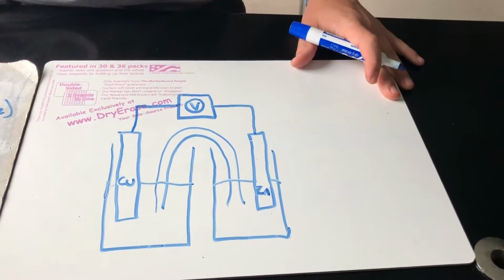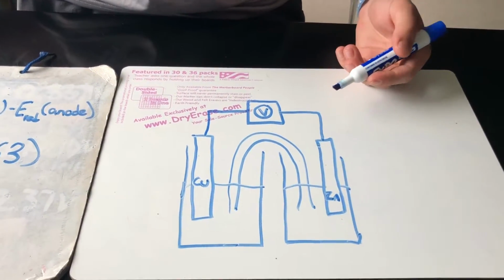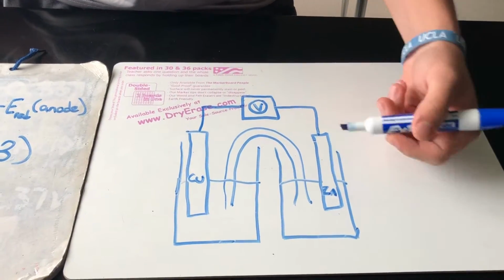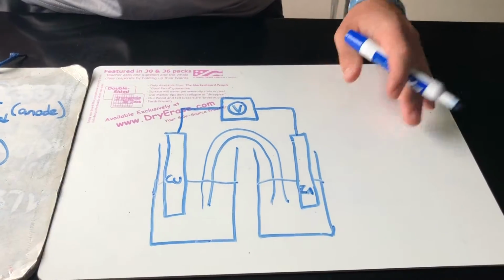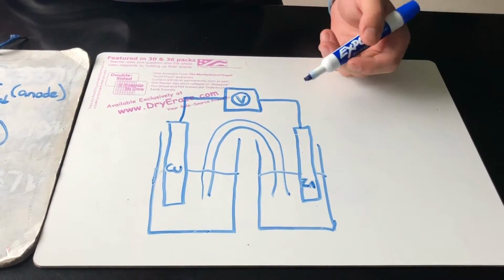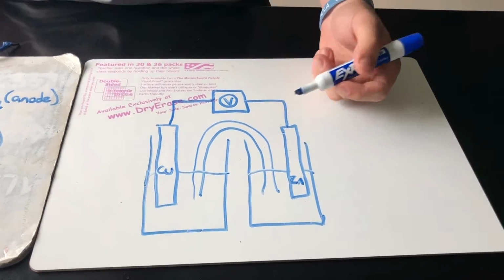Okay, so we got a galvanic cell here, and they're pretty basic in how they work. You have a cathode and you have an anode, and they're in solution. They're connected by a salt bridge, so it allows ions to flow from one to the other. This is a voltmeter, it's just to measure the volts running through the wire.